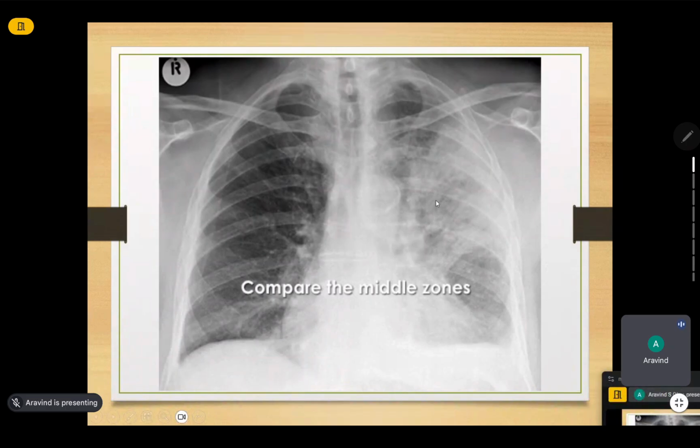These blackish streak-like, tubular things are known as the air bronchogram, and this opacity indicates that the lung has been consolidated.